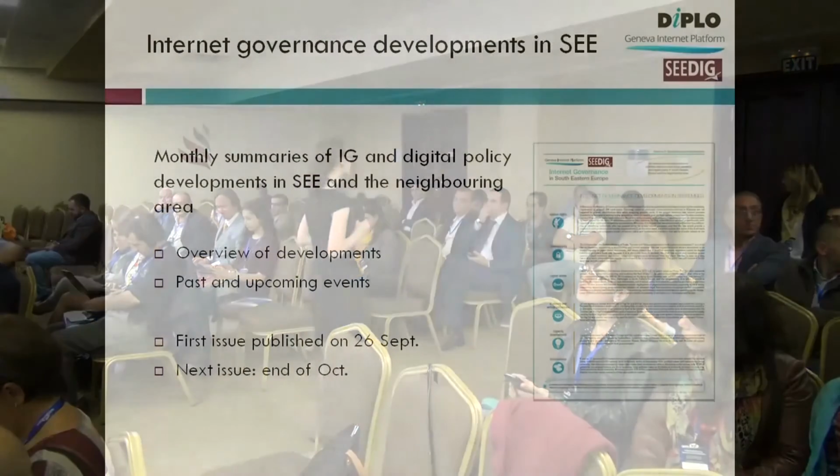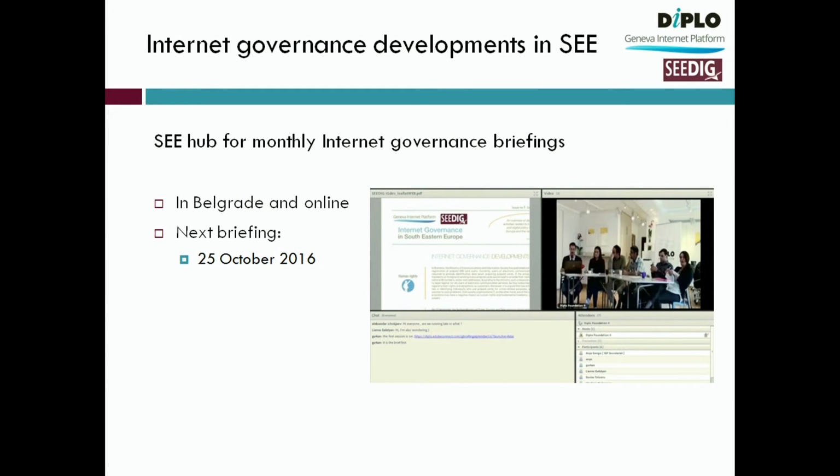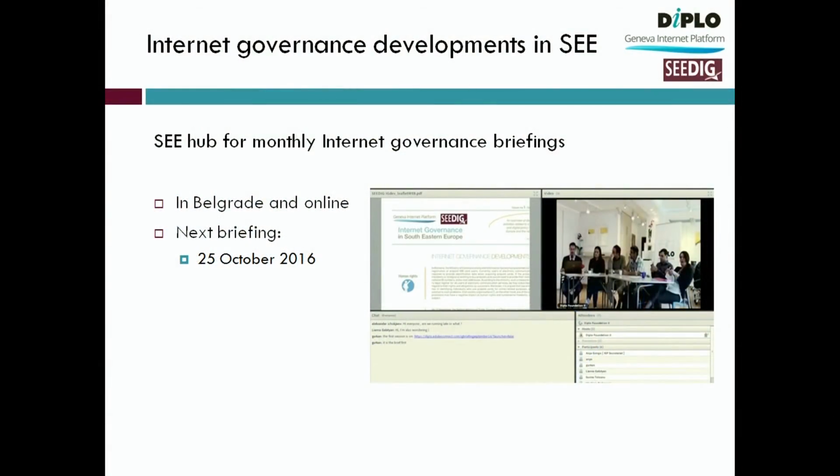We only had one issue of this summary. It was not very comprehensive, but we're progressing. We're trying to do a bit more. If there are updates from Armenia, just write to us and we will include them in the next issue, or from neighboring countries. And we also joined the GIP, the Diplo monthly briefing, with the Southeastern European Hub. So after the global briefing, we meet for a Southeastern European Hub and we discuss what's happening in our region, basically. The next briefing is at the end of this month, on the last Tuesday, on 25 October.